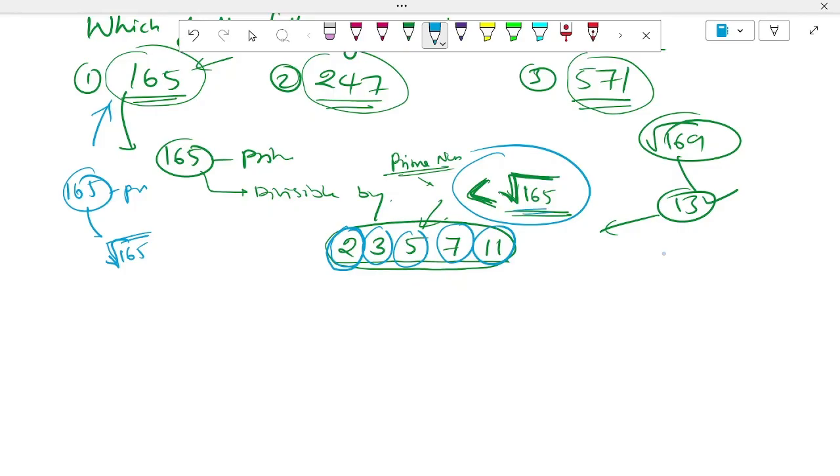Finding the root of 165 is a bit difficult, so you just take a nearby square number. That's why I considered 169. I know 169 is a square number, and its root is 13. So I have to choose all the prime numbers which are less than 13. Now try to divide 165 by 2.